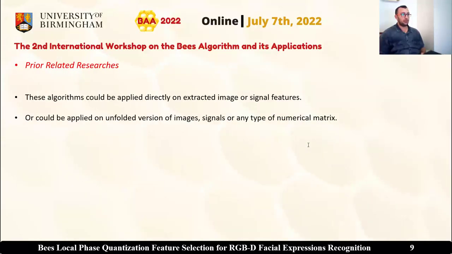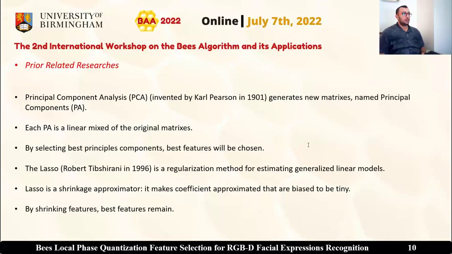Now we go to prior related research, the algorithms which could be applied directly on images or on extracted versions of them. We have principal component analysis, or PCA, invented by Karl Pearson in 1901, which generates new matrices named principal components, or PCs. Each PC is a linear mix of the original matrix. By selecting the best principal components, the best features will be selected.